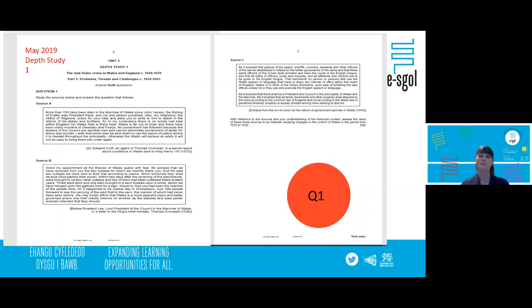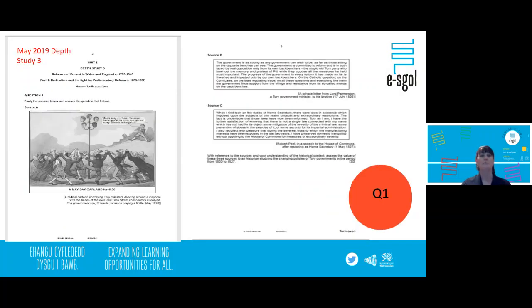Now, just because the layout of the paper is a little bit different and the beginning bit of that question has changed, it doesn't mean we can't use past papers. Quite the opposite, please do. All you need to do is slightly change that question. They can still be used for practice and they're excellent to do. This is an example from May 2019, and this is Depth Study 3. And you can see again, it's the same old layout with the question at the end and the boxes and the attributions underneath the sources.